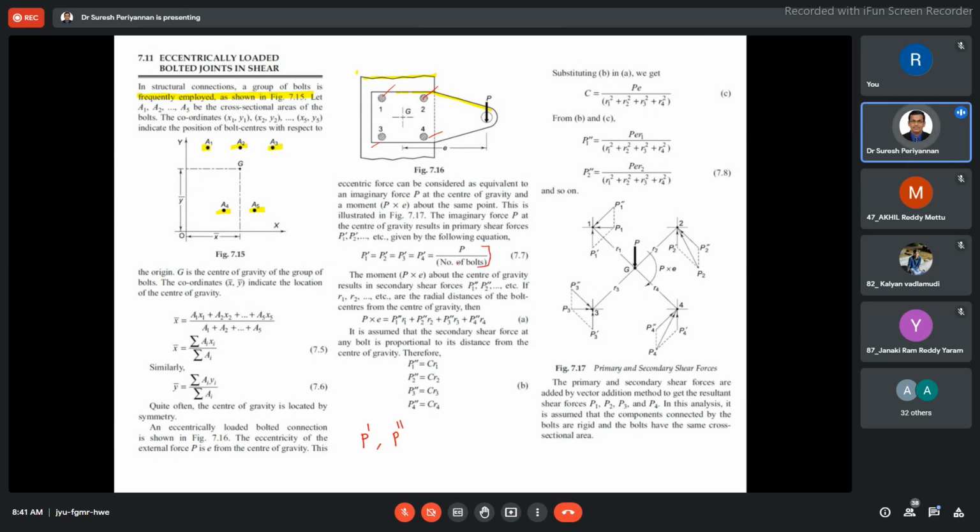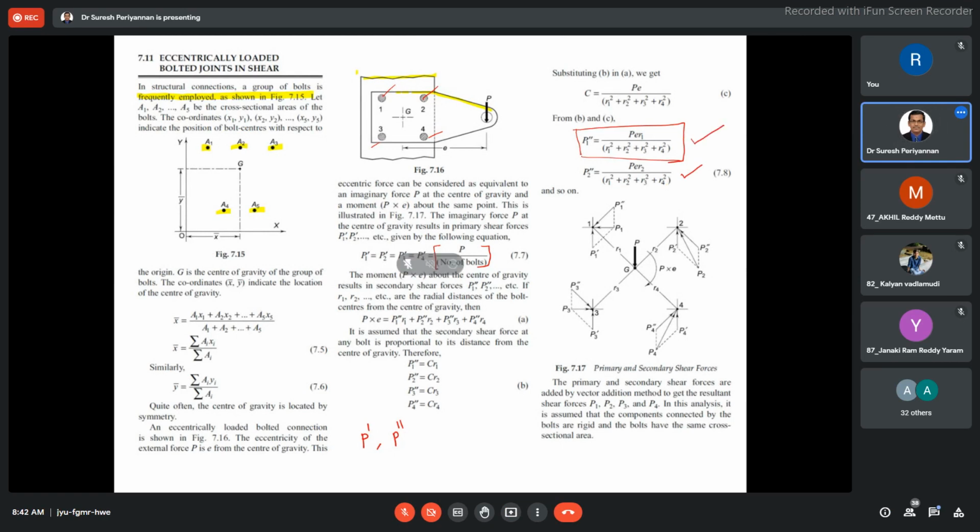P prime is the direct shear with respect to the direct load. Depending on how many bolts we use, the direct load divided by the number of bolts gives the primary shear. Then for the secondary shear with respect to bending moment, we have to find what the secondary shear is on each bolt. We derived that formula: P1 dash, P1 double prime, P2 double prime. This is the secondary shear with respect to bolt 2 and with respect to bolt 1.